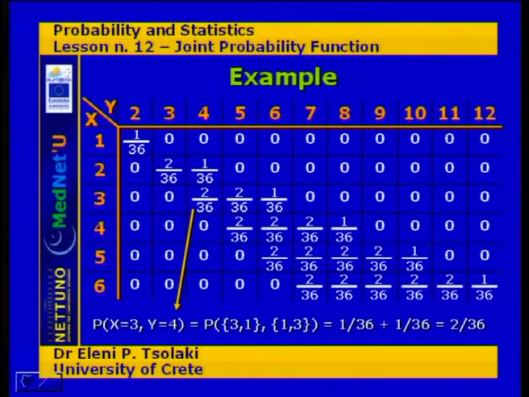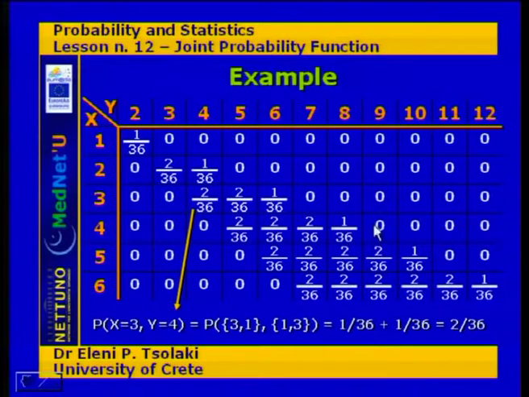this probability here is actually the same as the probability of having observed the element (3,1) or (1,3). So this is 2 elements out of 36 from our sample space, 1 for this and 1 for this, and it's 2 out of 36. The same way we can calculate all these numbers here.